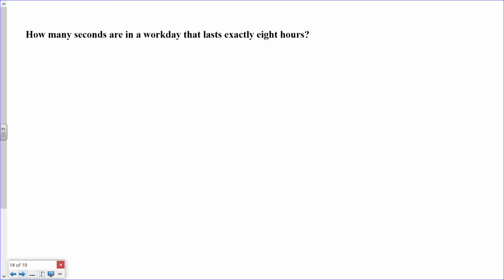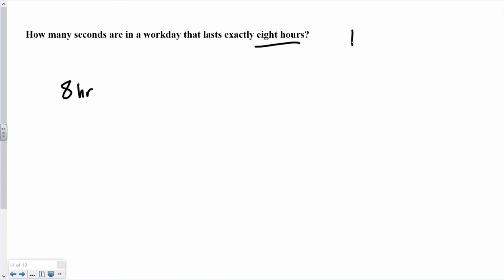For our first problem, we're asked how many seconds are in a workday that lasts exactly 8 hours. So in this problem, we are starting with 8 hours as our beginning unit, and we're asked to convert this to seconds. So when we have a problem like this, we're going to rely on conversion factors. And as we've talked about in class, conversion factors are just two numbers that are equal to each other, but they have different units. In this example, I need to find a conversion factor that uses units of hours and helps me work towards my units of seconds.